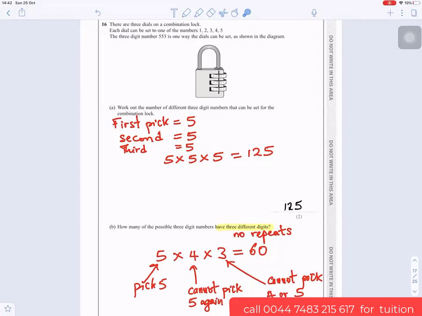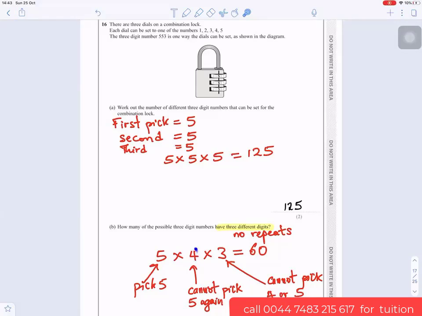And for part B, how many of the possible 3-digit numbers have 3 different digits? So the first time, if you pick a 5, you are not allowed to pick it again because you want to pick a different digit. So you only have 4 numbers to pick from, because you cannot pick 5 again. So you're only picking from 4 numbers, 1 to 4.